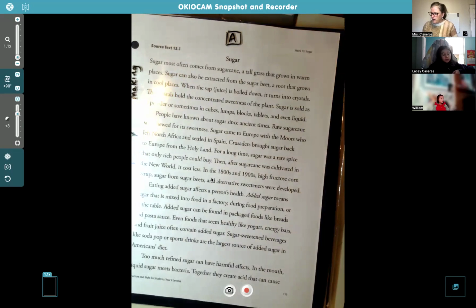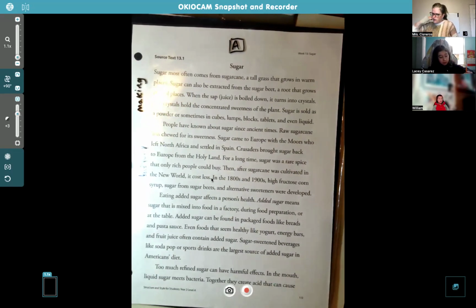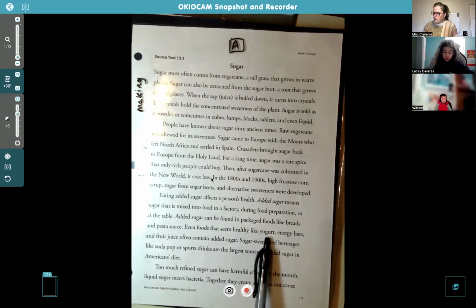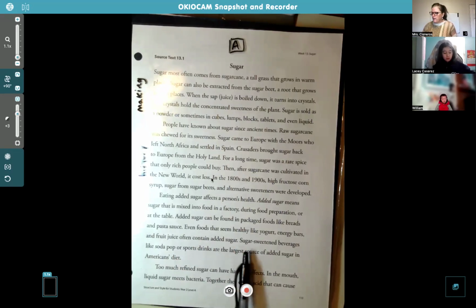Eating added sugar affects a person's health. Added sugar means sugar is mixed into food in a factory during food preparation or at the table. Added sugar can be found in packaged foods like breads and pasta sauce. Even foods that seem healthy, like yogurt, energy bars, and fruit juice, often contain added sugar. Sugar-sweetened beverages like soda pop or sports drinks are the largest source of added sugar in America's diet.